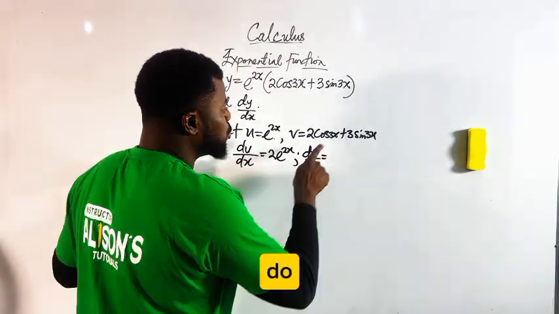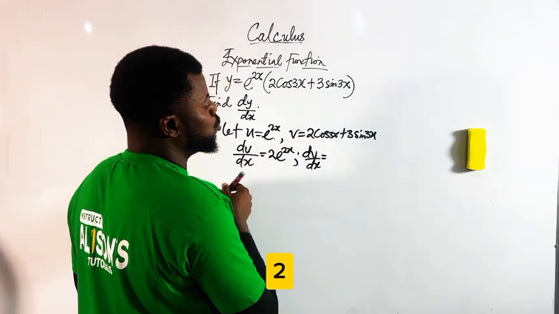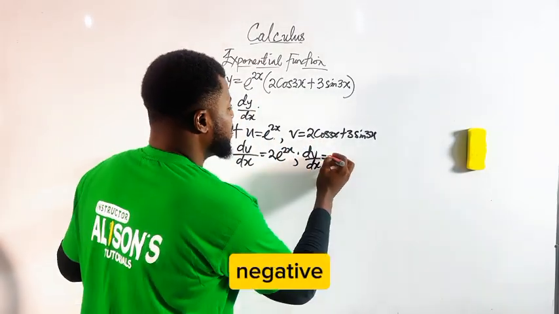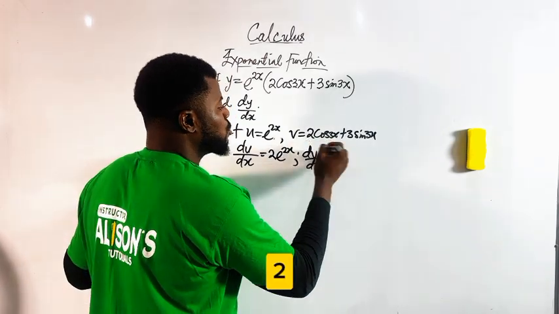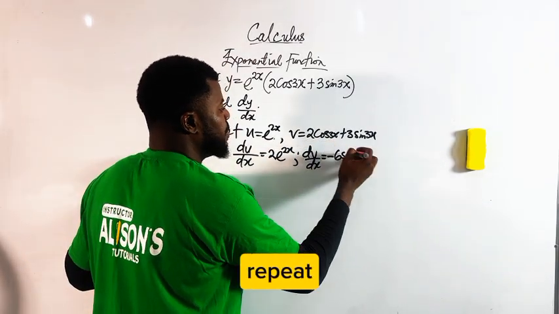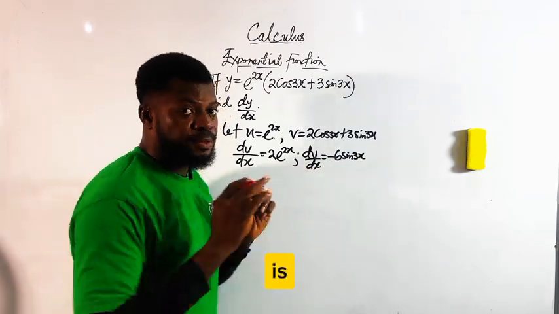The first thing you want to do is to use this 3 to multiply by this 2. And remember, the derivative of cos is negative sine. So I'll have negative 3 times 2 gives you 6. And then cos changes to sine. Then repeat the 3x. Oh, that is pretty simple.